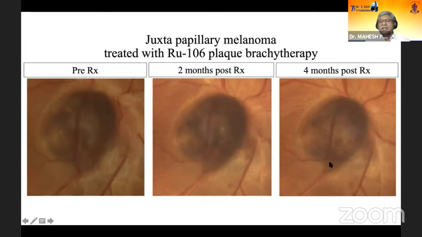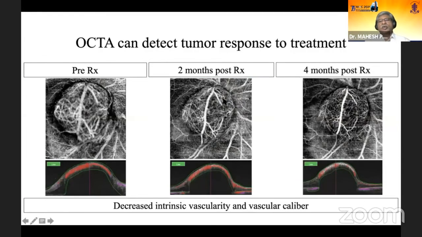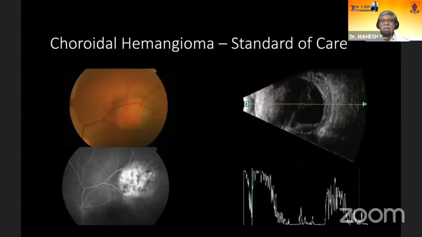This is a peripapillary melanoma which underwent brachytherapy. In the follow-up, you hardly see much of a change to tell if the treatment has worked or not. So one other utility of OCTA is post-brachytherapy, you can see the intrinsic vascularity of the tumor decreasing, indicating that the radiation has had some effect on the tumor.